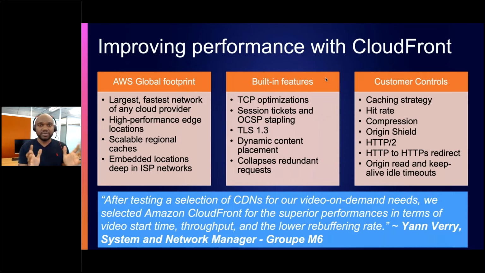So this backbone significantly improves performance because they are close. I mean, the edge locations are close to your users, and we also reduce the load on your origin servers. There are some built-in features that also help improve performance. One is TCP optimization. What we do with CloudFront, for example, is maintain a persistent connection between CloudFront and your origin.